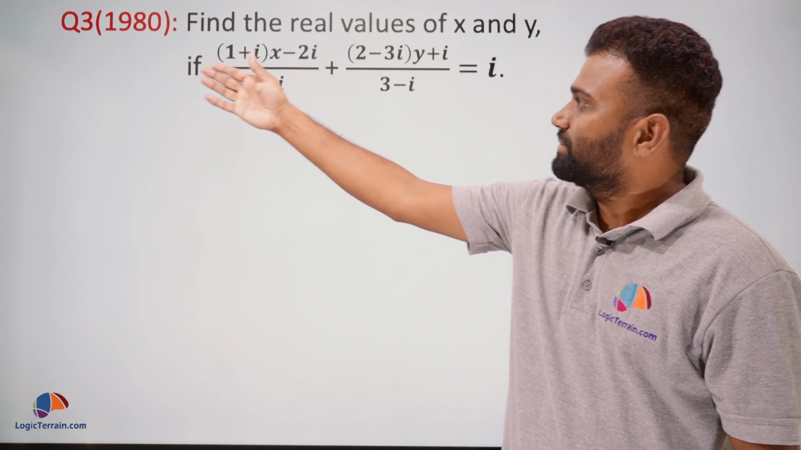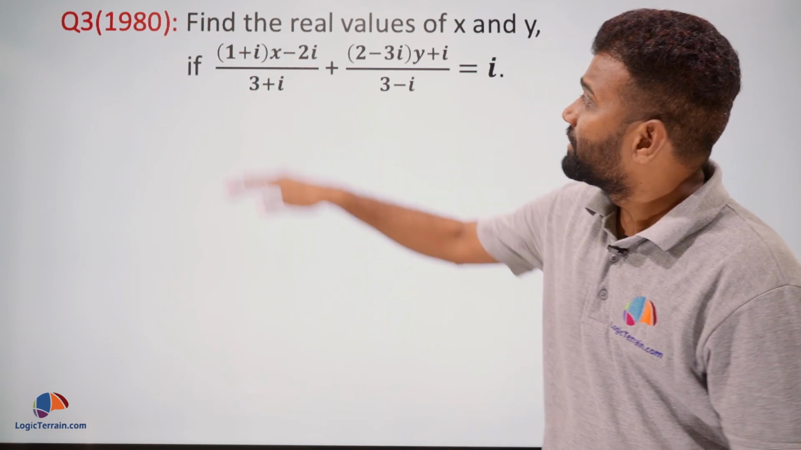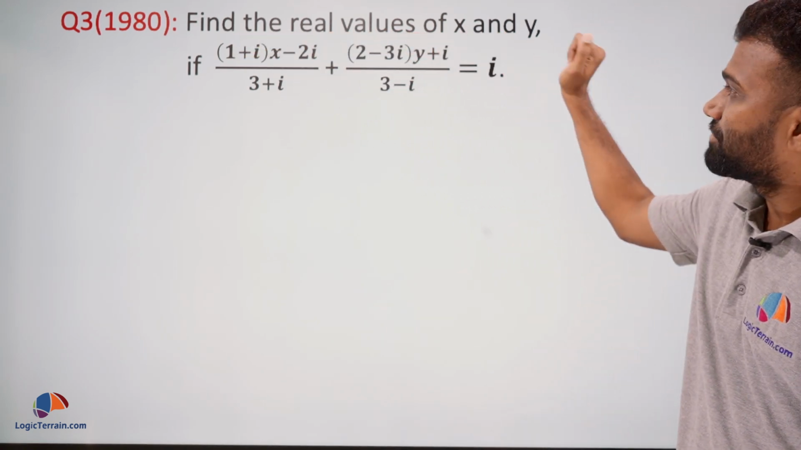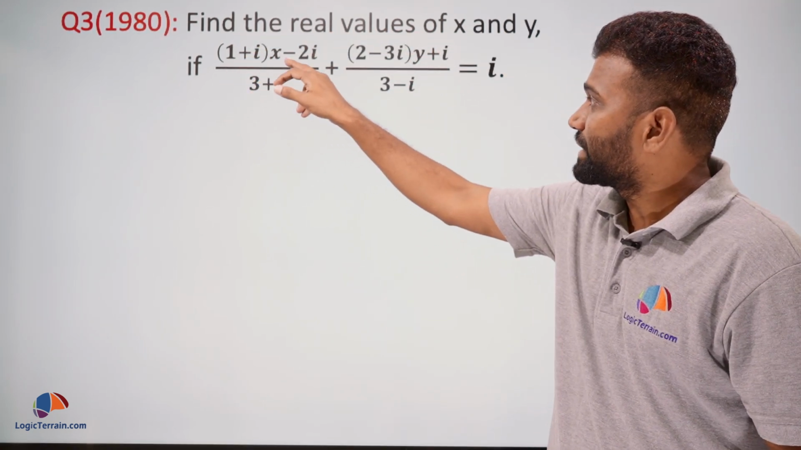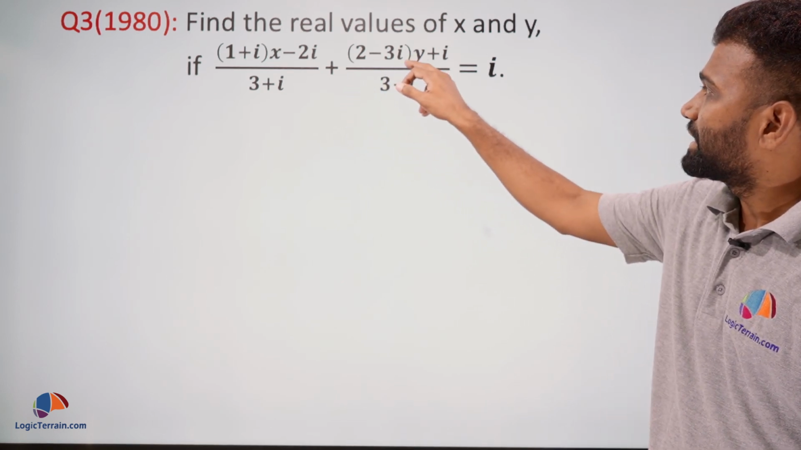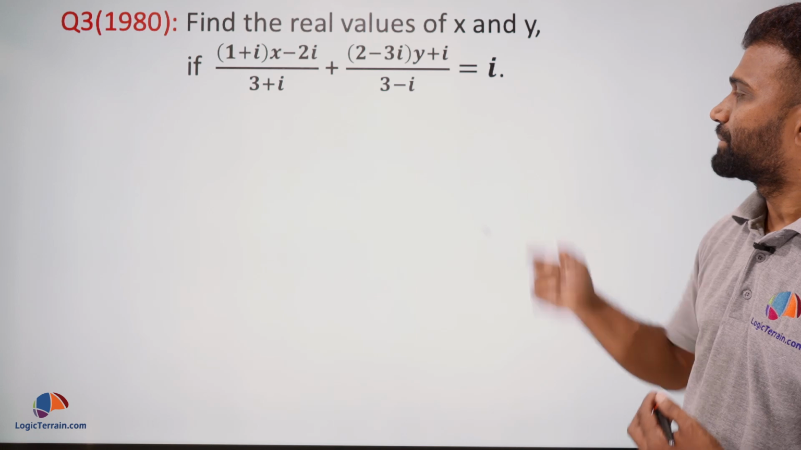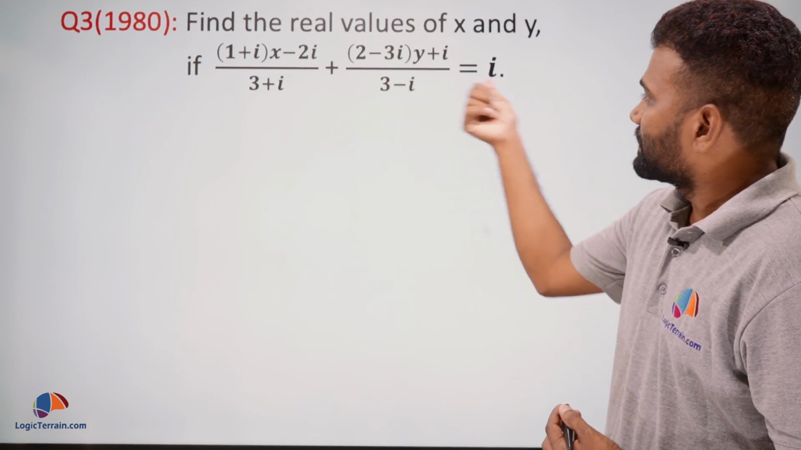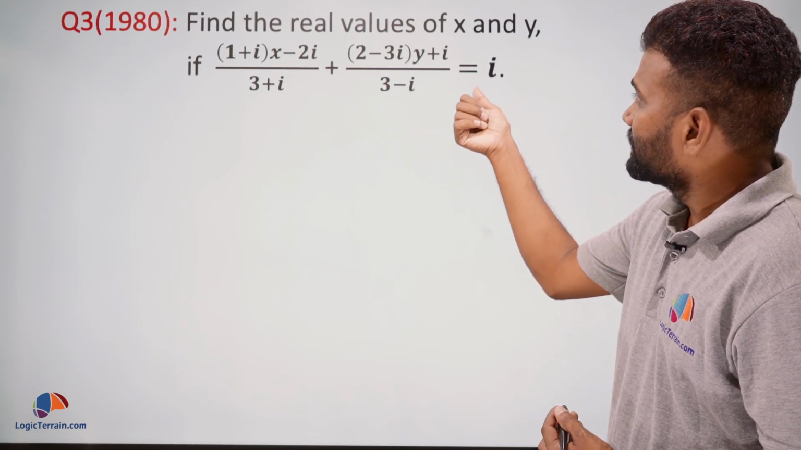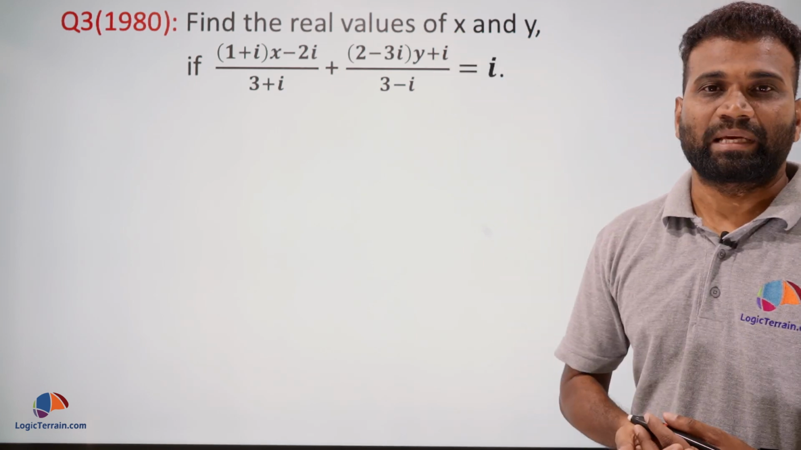Here is the next question. This is also a 1990s JEE question. Find the real values of x and y if (1 + i)(x − 2i)/(3 + i) + (2 − 3i)(y + i)/(3 − i) is equal to i. To satisfy this equation, we have to find the real values of x and y.